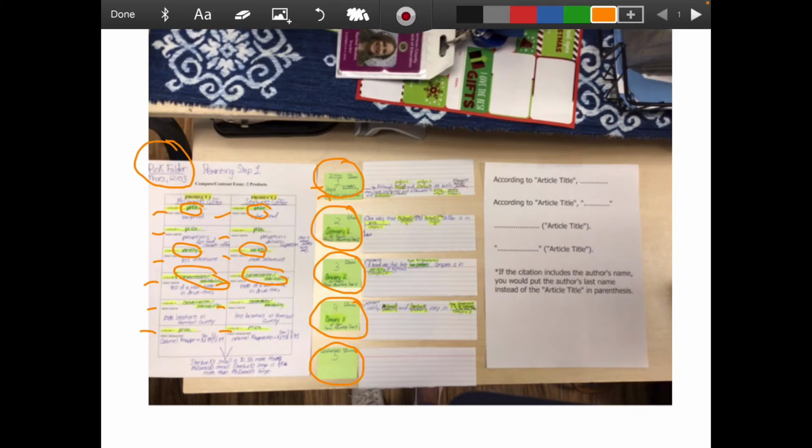Second paragraph is category 1, and I give you what your first sentence is with fill in the blanks. One way that product 1 and product 2 differ is in category 1. Mine would read, one way that McDonald's and Starbucks differ is in price.